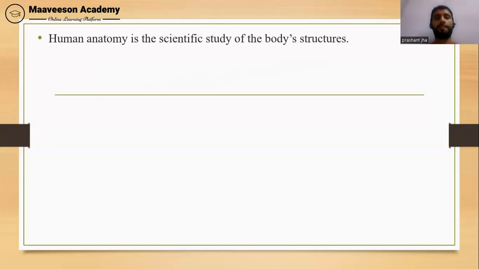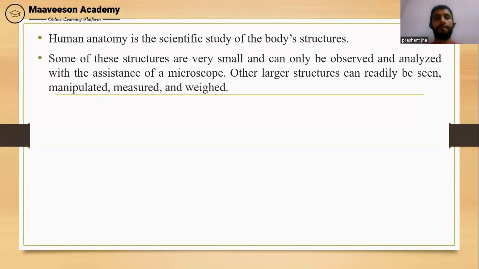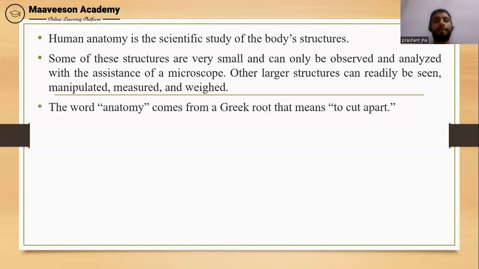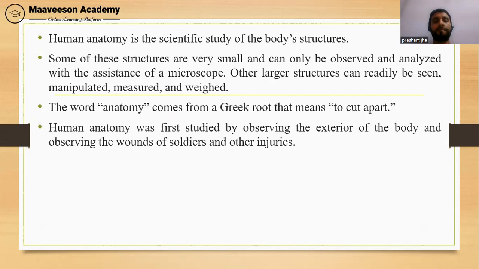Human anatomy is the scientific study of the body's structure. Some of these structures are very small and can only be observed and analyzed with the assistance of a microscope. Other large structures can readily be seen, manipulated, measured, and weighed. The word anatomy comes from a Greek root that means to cut apart.